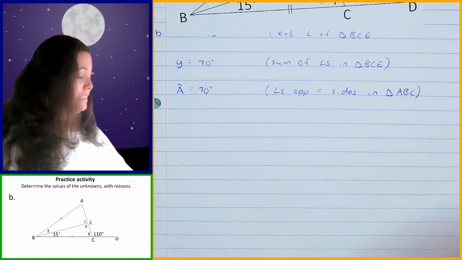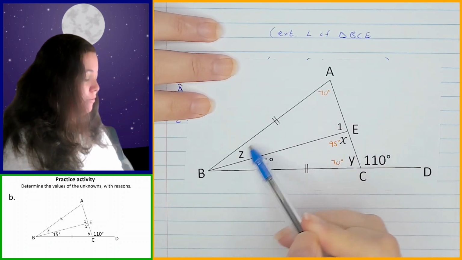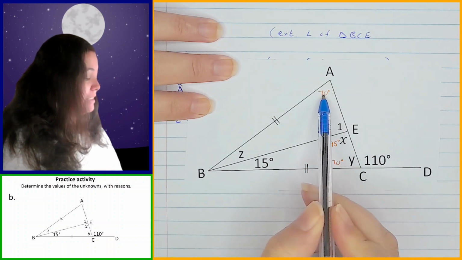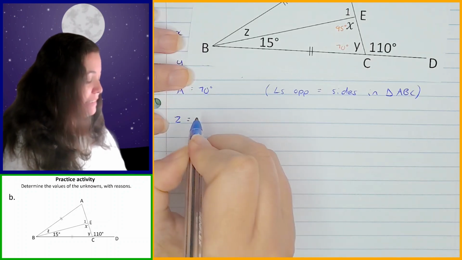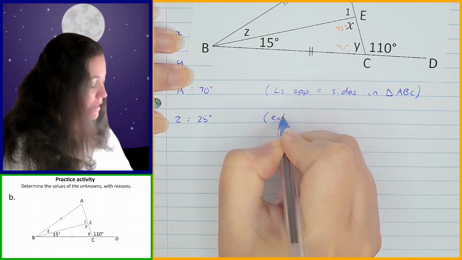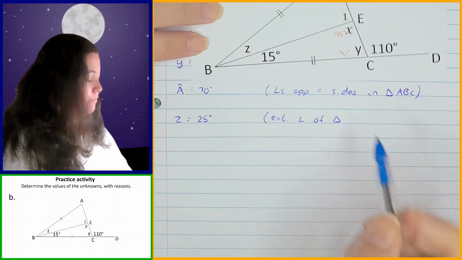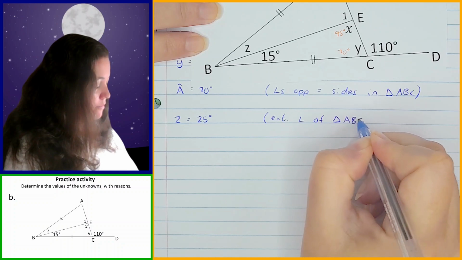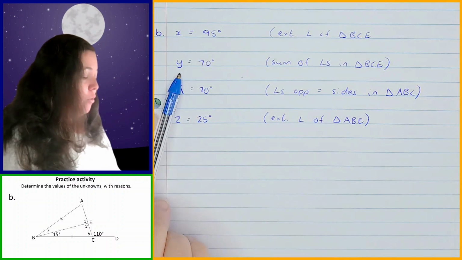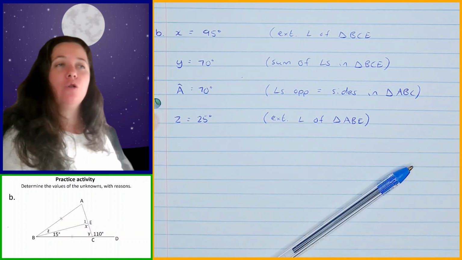Okay, so I'm going to go and say that z is equal to, so these have to add up to 95 degrees. So 95 minus 70 must give me z, so that means that z is going to be 25 degrees. And my reason is because of the exterior angle of triangle ABE. So that's what you should have got for question B, that x is 95 degrees, y is 70 degrees, and z is 25 degrees. Okay, now we're going to go on to question C.